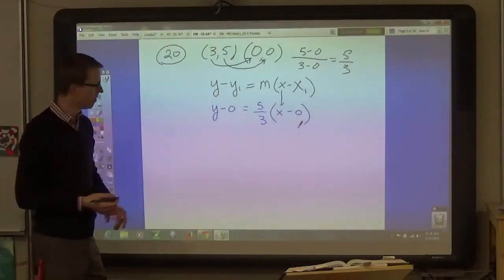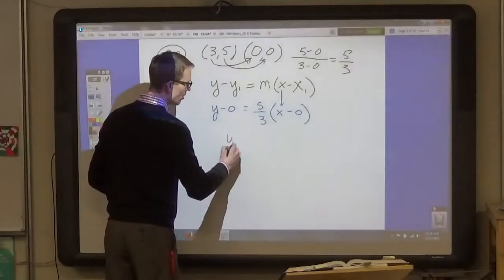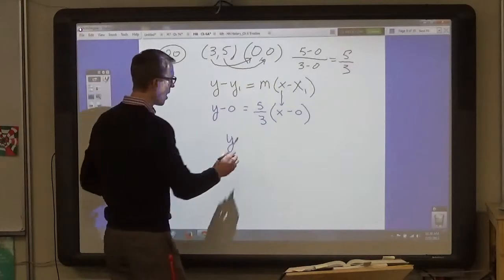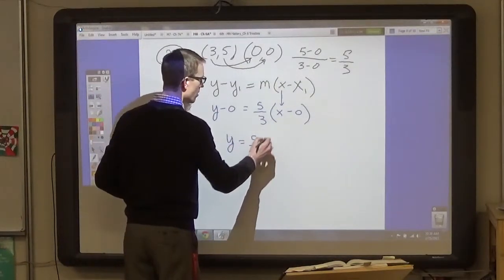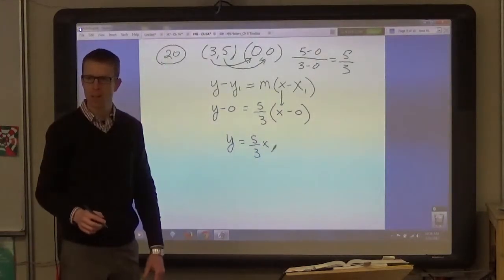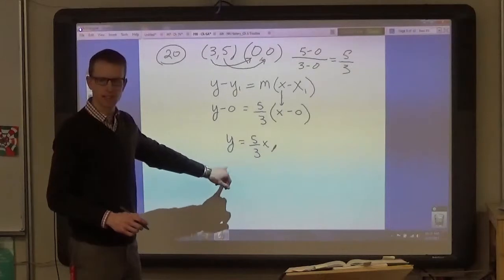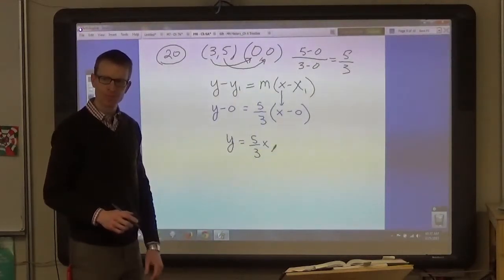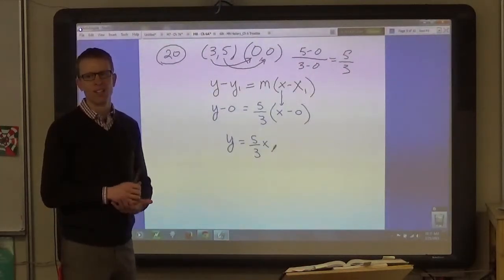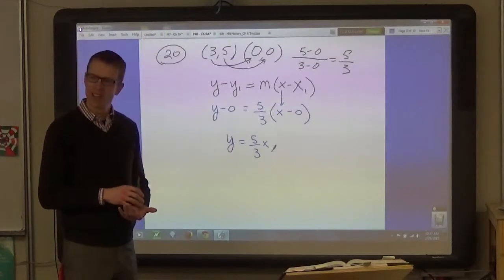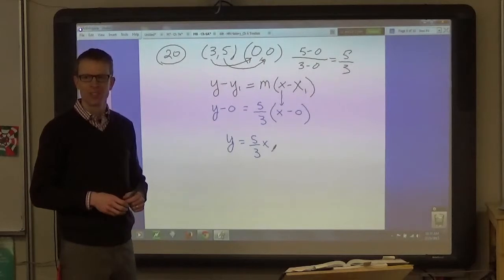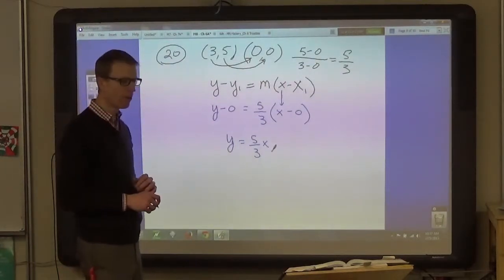So y minus 0 equals 5/3 times x minus 0. Then y minus 0 is y, and we're going to solve this for y so we can graph it. y equals 5/3 x, right? So that's it. What kind of equation is this? It's the y-intercept form, and it's also an equation for direct variation, because it crosses the 0, doesn't it? Yep. Any questions on that one?